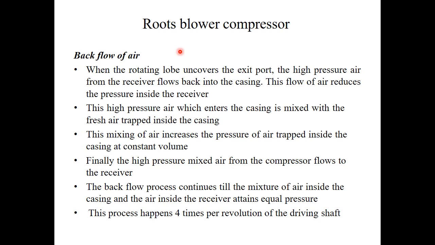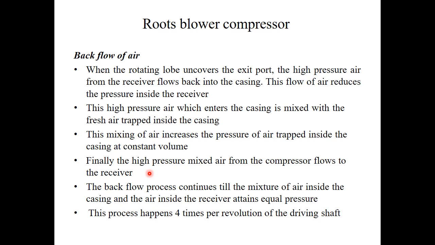Earlier in the pressure volume diagram we saw that the pressure rise from P1 to P2 is due to the backflow of air. Here we will see that in detail. When the rotating lobe uncovers the exit port, the high pressure air from the receiver flows back into the casing. This flow of air reduces the pressure inside the receiver. This high pressure air which enters the casing is mixed with the fresh air trapped inside the casing. This mixing increases the pressure of air trapped inside the casing at constant volume.